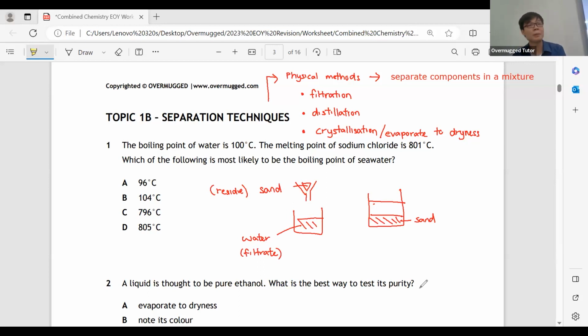So this is the key thing about physical methods. After performing any of these physical methods, no new chemical substance is formed. You are just separating the things inside a mixture. I think crystallization is a bit harder to visualize, so I'll do crystallization.